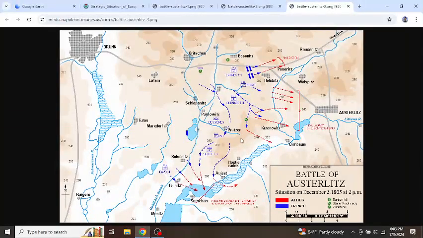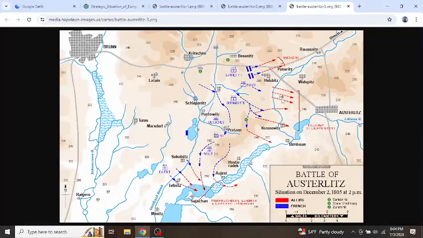He swings down from the Pretzen Heights with Soule. Soule actually gives one of his divisions, Bernadotte actually gives one of his divisions over. They absolutely crush the Allies here. Then they turn back to the north and they crush the remainder of the Allies up here. So it's just a complete and total annihilation.